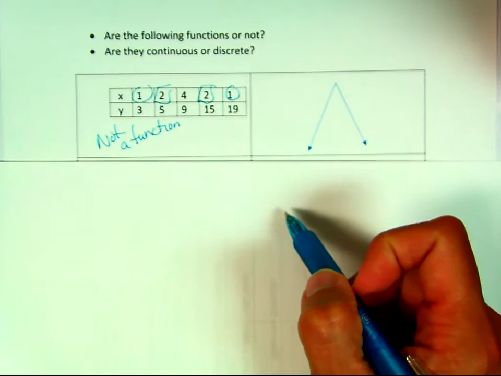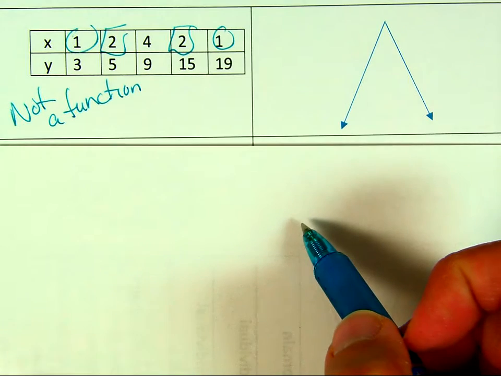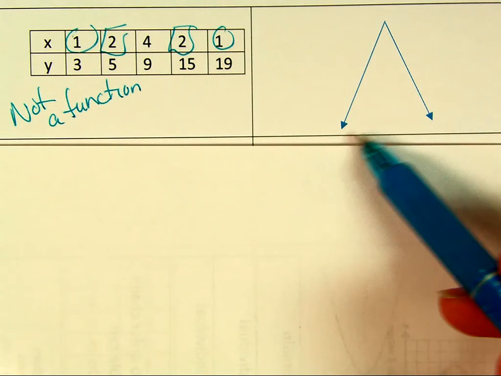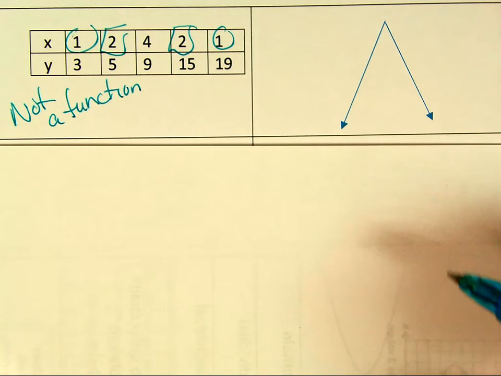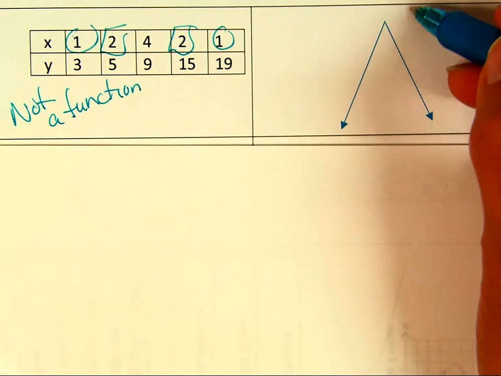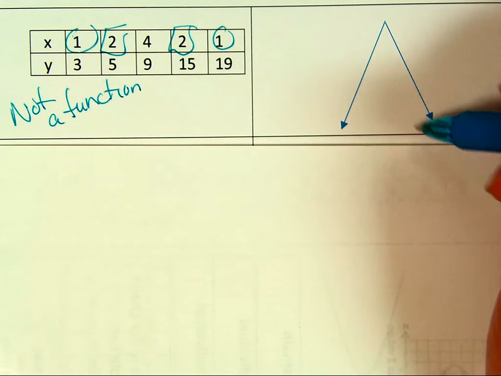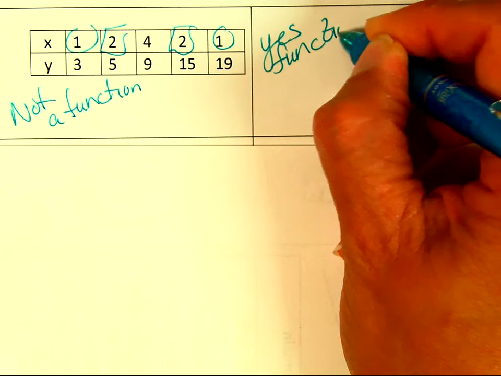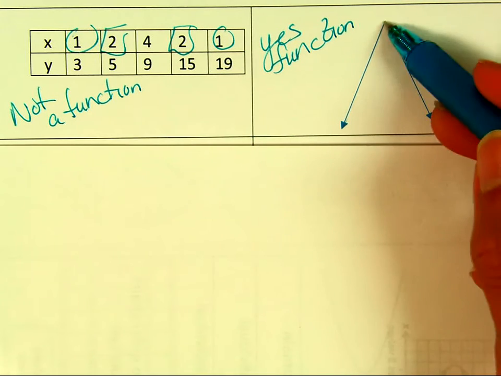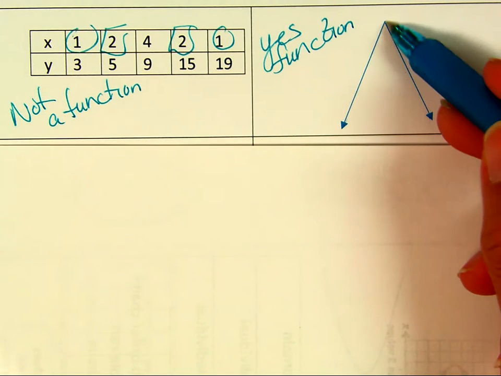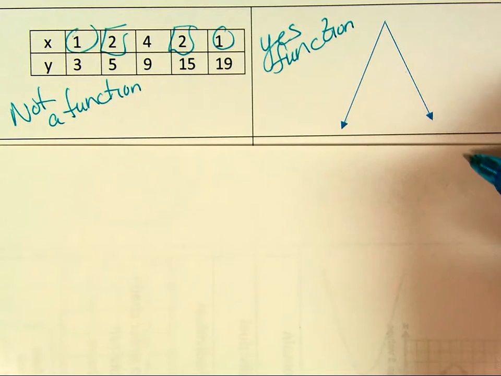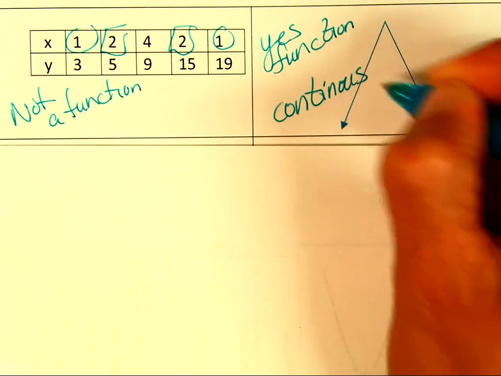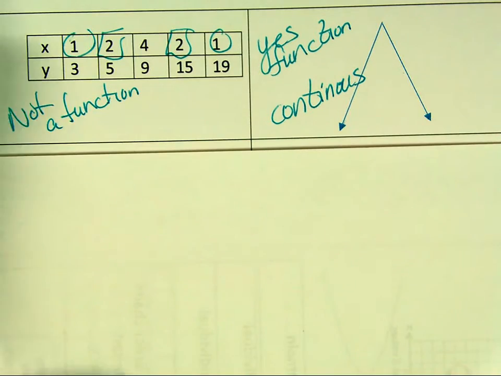Let's zoom in a little bit. Okay, so this right here, it's a solid line. It's going forever. Does my vertical line test work? So I make a bunch of vertical lines and it never crosses more than once. That means yes, it's a function. Is it continuous or discrete? Since there are no holes in it and I can go from here all the way over there and never lift up my pen, it's a continuous function. The domain is continuous, I should say.